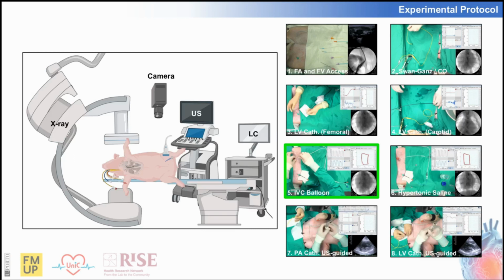So moving on, once your ventricath is inside the LV and you're happy with your loop, we move on to the inferior vena cava balloon. So I'll just pop up the video for that.